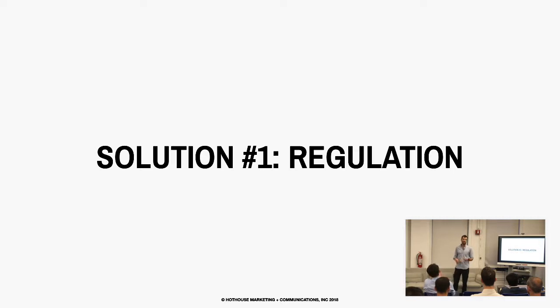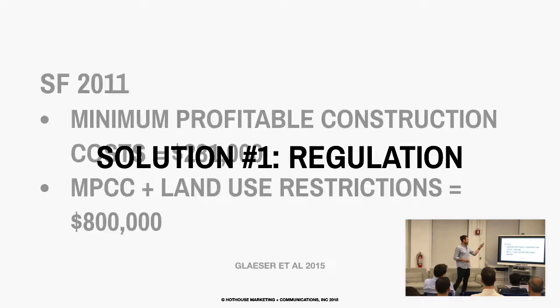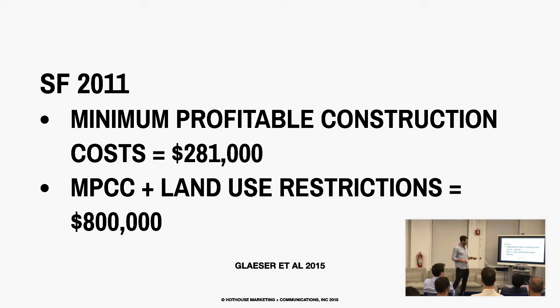Really, in order for any sort of innovation to flourish, you need supportive government. That's one of the real linchpins, I think. This is to illustrate. This is from Ed Glaeser, and this looked at the minimum profitable construction costs in San Francisco per unit. This is in 2011. Those prices have gone up considerably. It's $281,000. The minimum profitable construction cost that assumes 17% profit for the developer, plus the fees associated with land use restrictions, would equal $800,000. So nearly a 3x premium based on land use restrictions, which includes zoning and approvals and then just the headache of dealing with community boards and stuff like that.